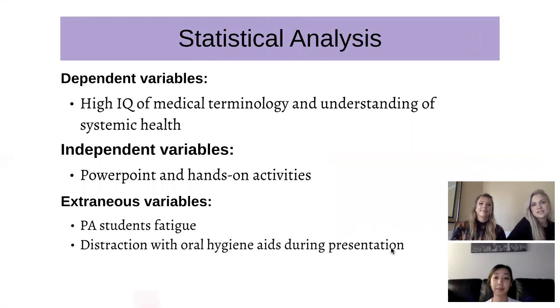So for the statistical analysis, the dependent variables were the high IQ of medical terminology and understanding of systemic health. The independent variables were the PowerPoint and the hands-on activities, and the extraneous variables were the PA students' fatigue from a hard week of learning and distraction with oral hygiene. You can kind of hear it too throughout the presentation.